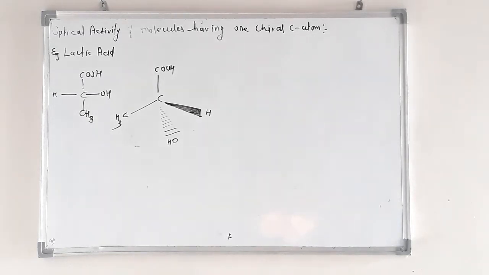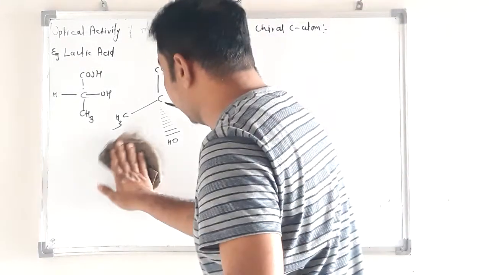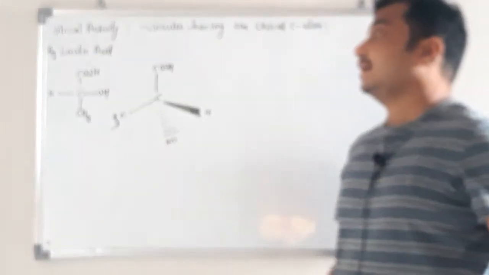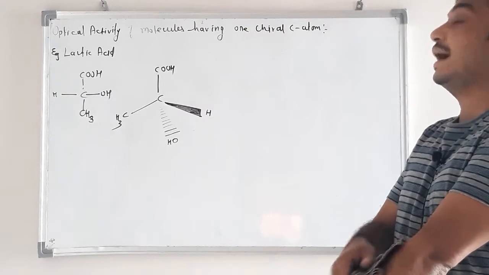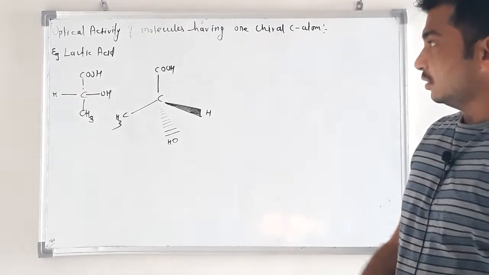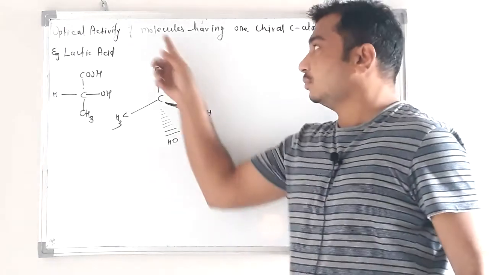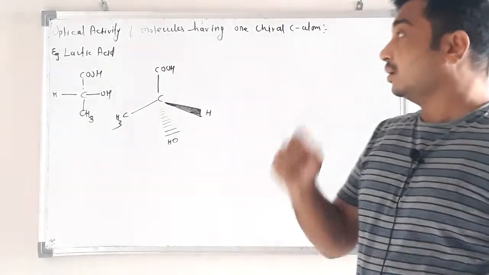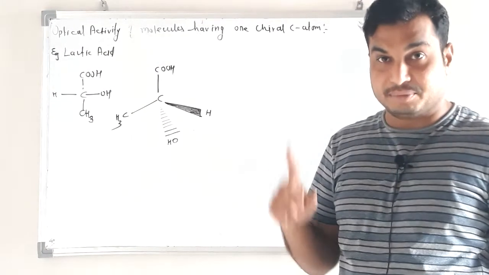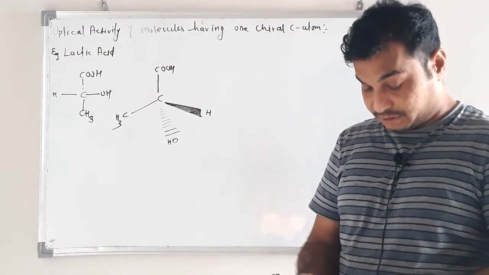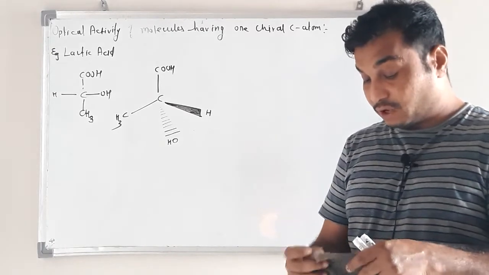Welcome back, student. Now another topic from stereochemistry: optical activity of molecules having one chiral carbon atom. Now I am going to discuss the optical activity of organic compounds having one chiral carbon atom. If the number of chiral or asymmetric carbon atoms is 1, then I am going to discuss its optical activity.